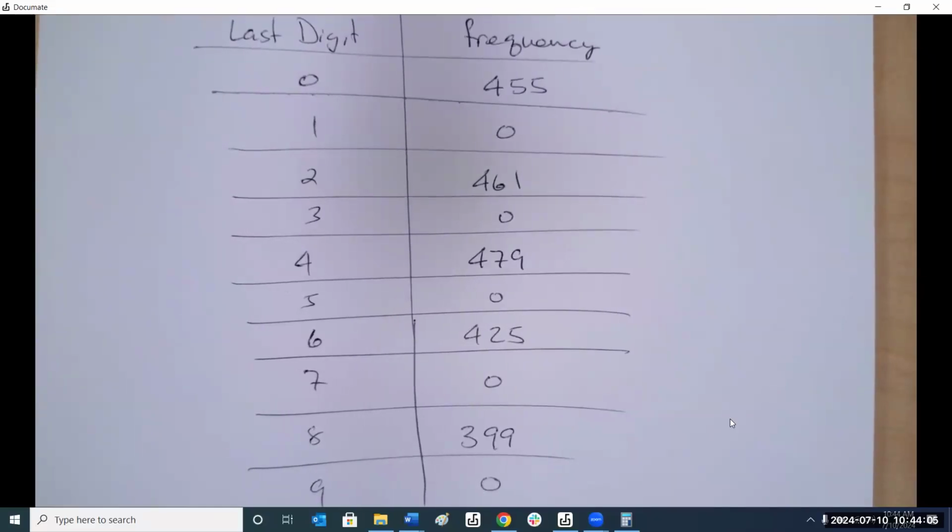So why would that be? What would that tell us? What do you notice about that data set? Where are the zeros? And what kind of numbers? Yeah. So that means the data collected are only even integers. All the odd numbers don't exist.